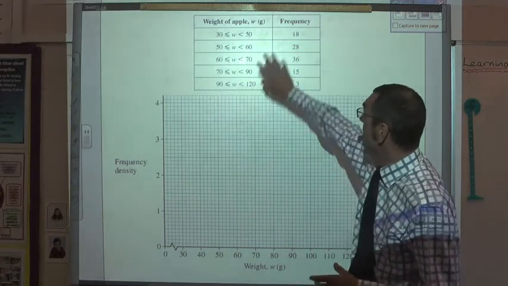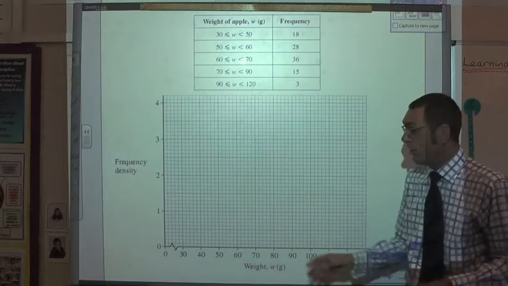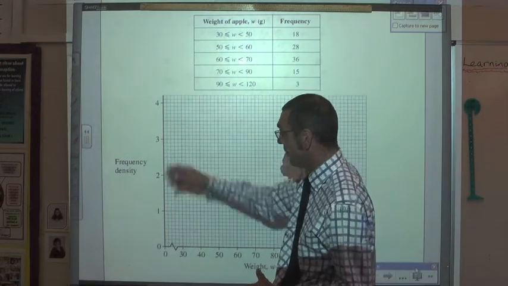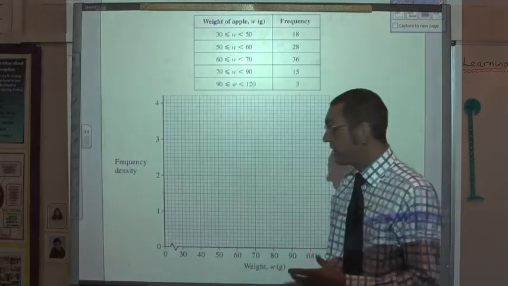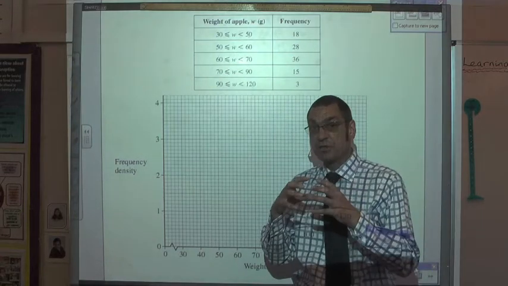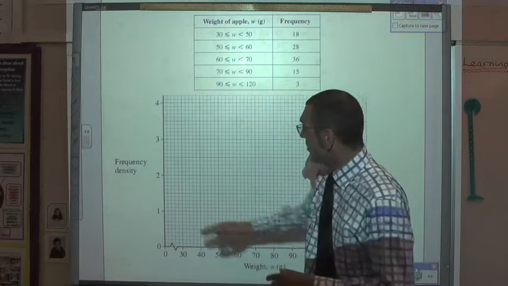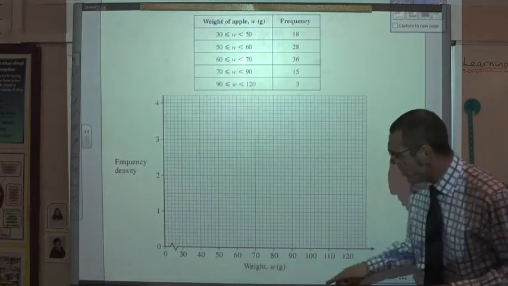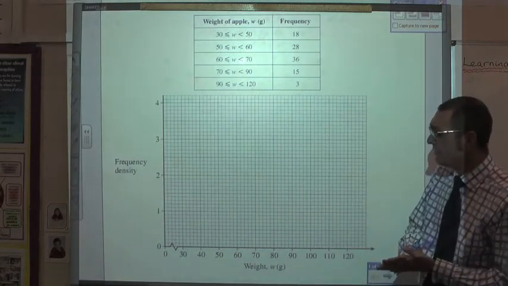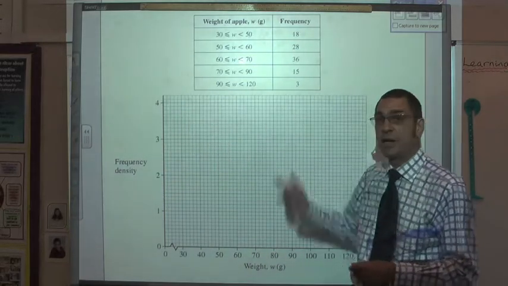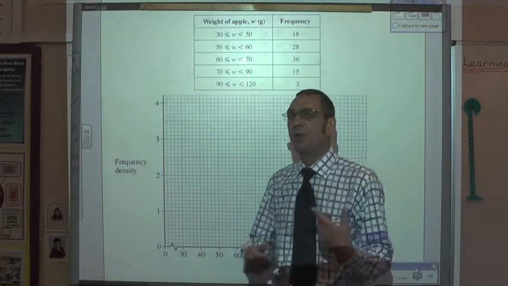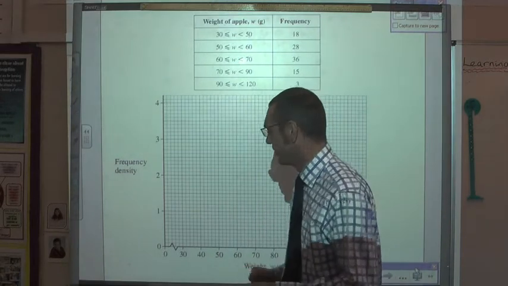So what we need to do is put this information on a graph. We're going to plot frequency density. This is about the area of the bar. Because the widths are unequal, we're going to look at how the areas of the bars themselves compare to each other. So we're going to plot frequency density across your weight of apples along the bottom there. The frequency density is going to go from 0 to 4, so when you're making your calculation, if you're getting numbers bigger than 4, you've probably gone wrong somewhere, because it won't fit on the graph.